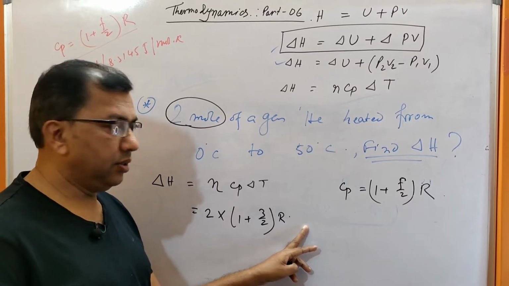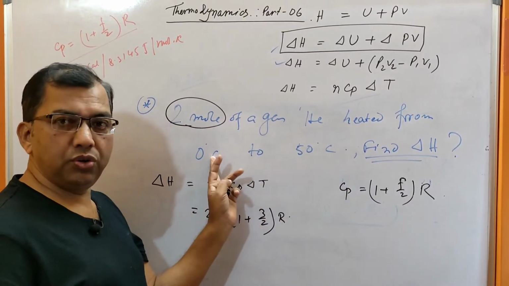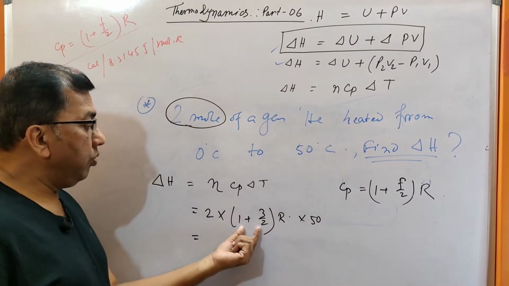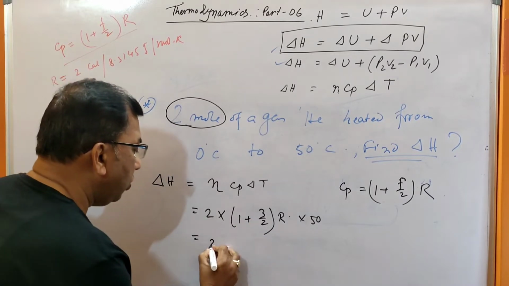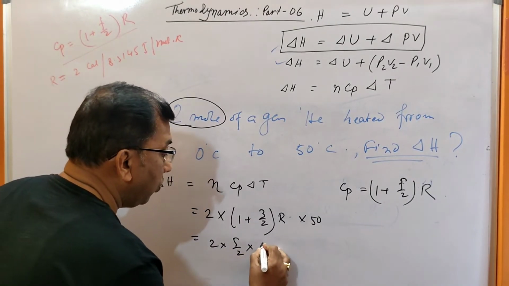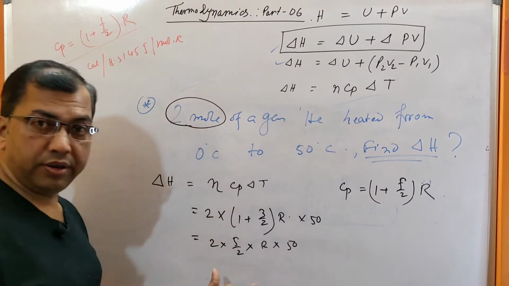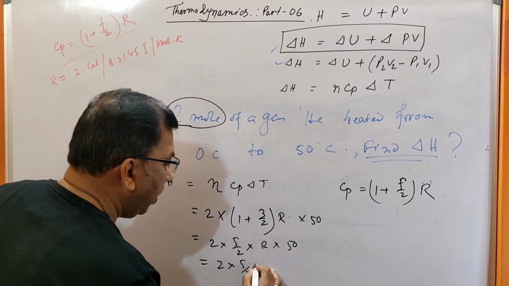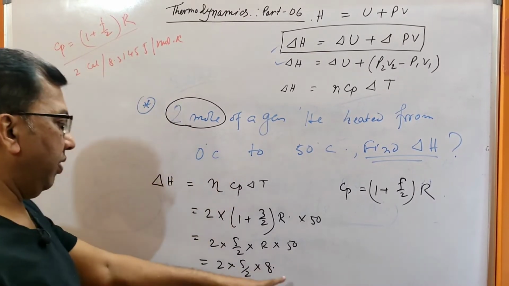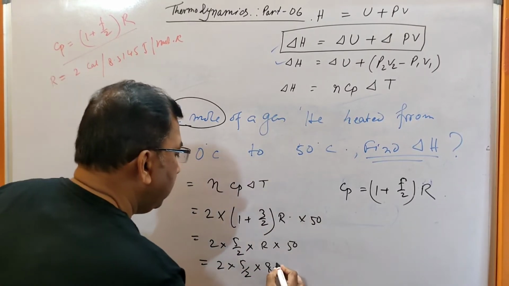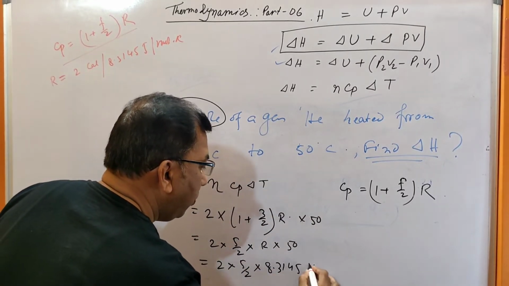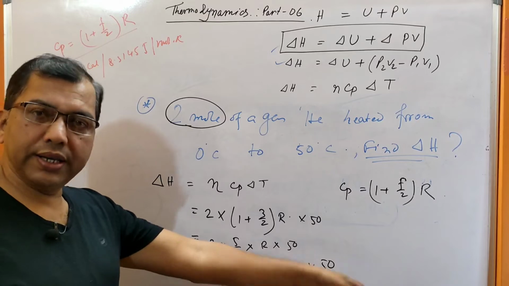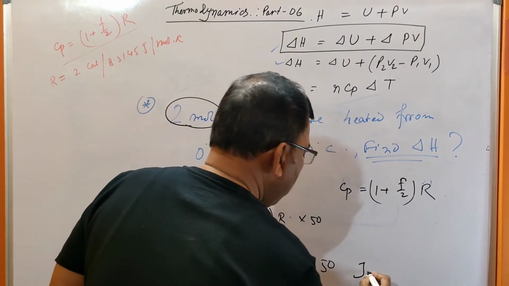What does delta T mean? Delta T means 50 minus 0, that is 50. So what will be the value? 2 plus 3, 5 by 2. So 2 into 5 by 2 into R into 50. If you convert the answer in joule, it is 2 into 5 by 2 into 8.3145 into 50. You have to write joule per mole Kelvin. Here it is joule.